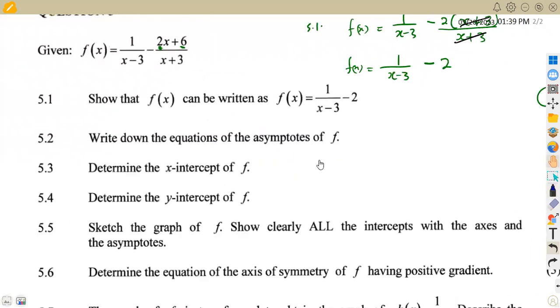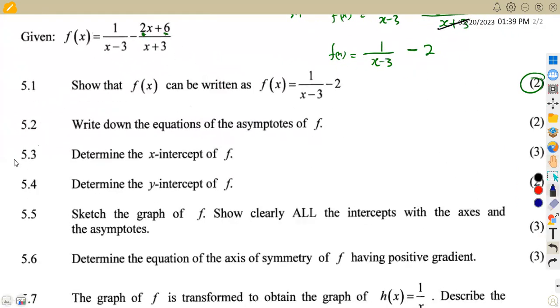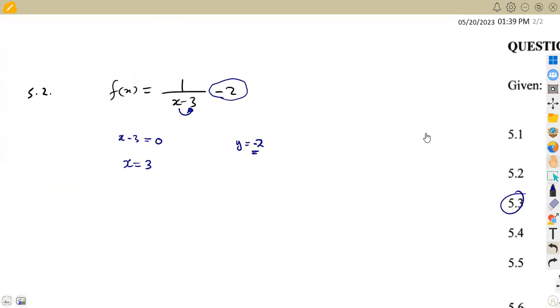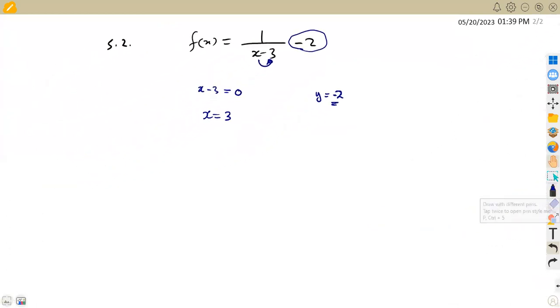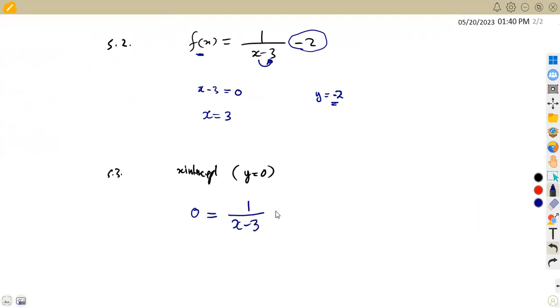On 5.3, we are now asked to determine the x-intercept of f, and that is 3 marks. So remember that the x-intercept is always when y is equal to 0. If y is equal to 0, you can substitute in place of f of x, which represents y. So this is 0 is equal to 1 over x minus 3 minus 2.